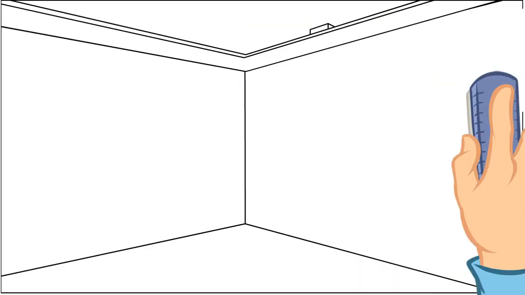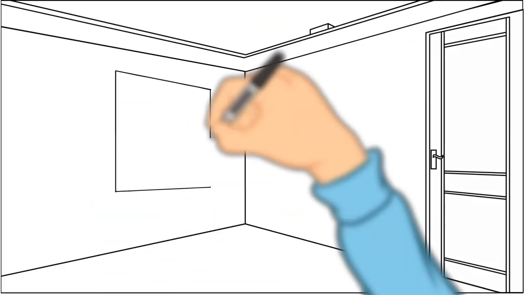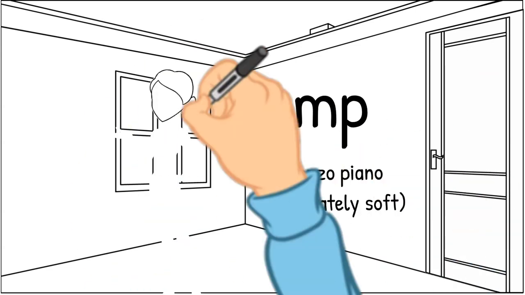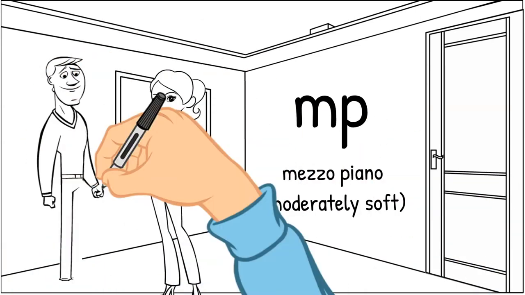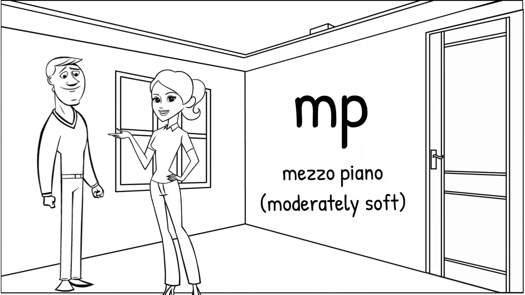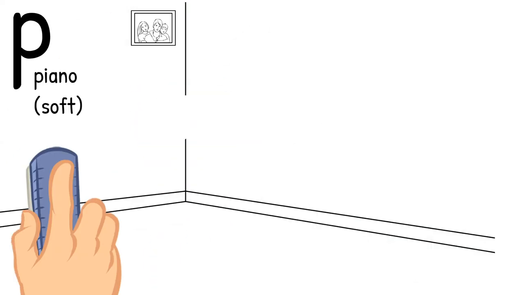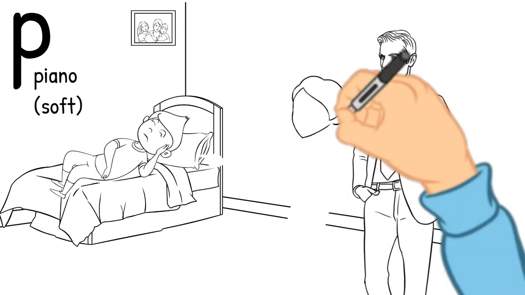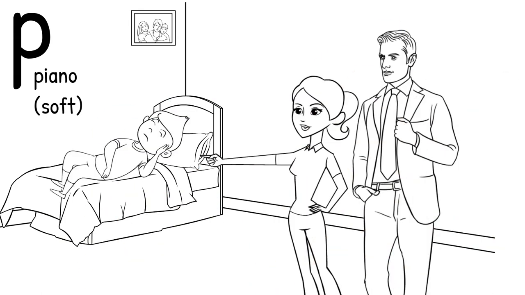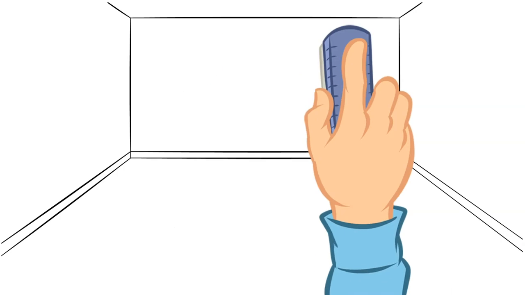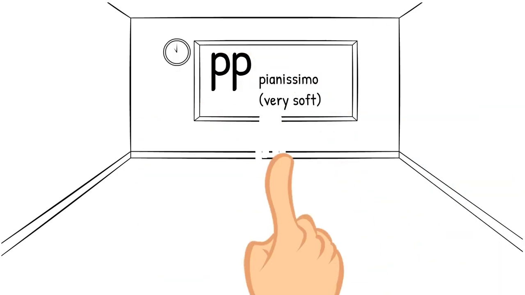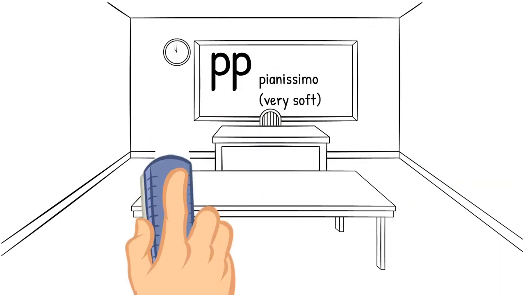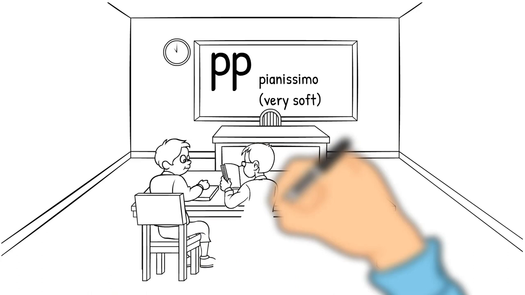Let's take a look at this range of soft dynamics first. MP is mezzo piano. This means moderately soft. You can think of this like your normal speaking volume. P is piano, which is like a soft speaking voice. PP is the shorthand for pianissimo, which is very soft. It's like if you're in a room with a bunch of people and you don't want them to hear what you're saying to the person sitting next to you.